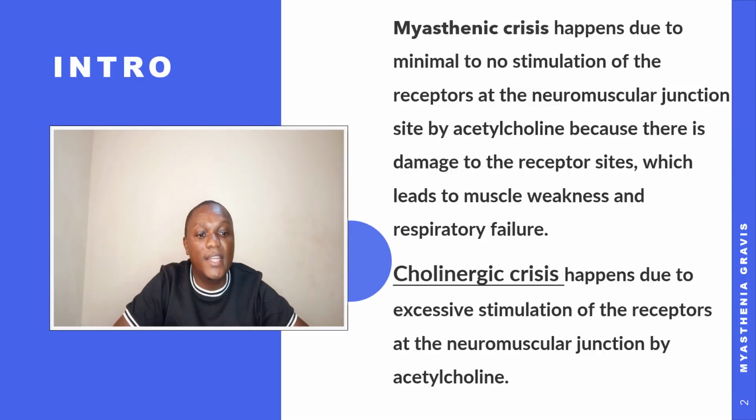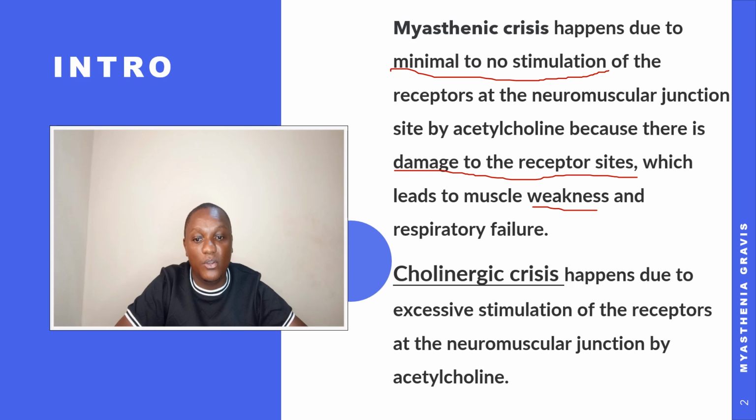So when there is damage to receptor sites, when they are destroyed, there will be no stimulation or very minimal stimulation, and this causes muscle weakness, which can lead a patient into myasthenic crisis. Also, cholinergic crisis happens due to excessive stimulation of the receptors at the neuromuscular junction by acetylcholine, which eventually leads to muscle weakness and respiratory failure.